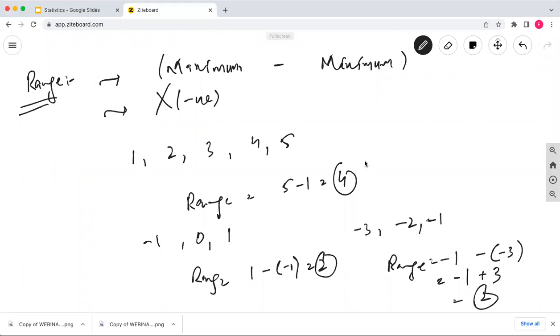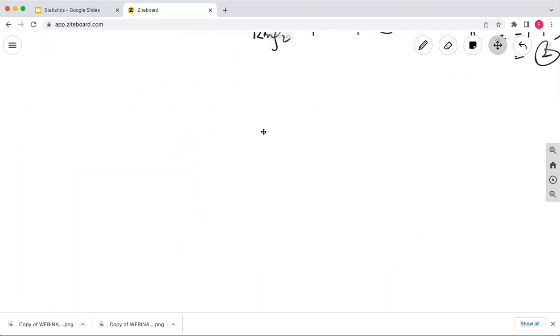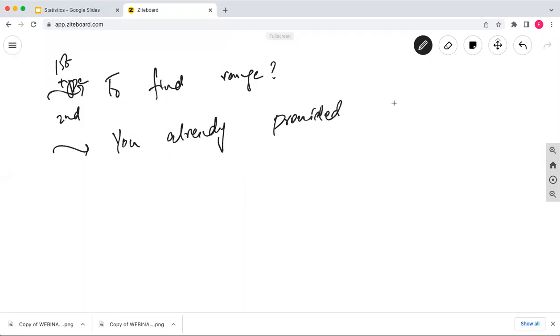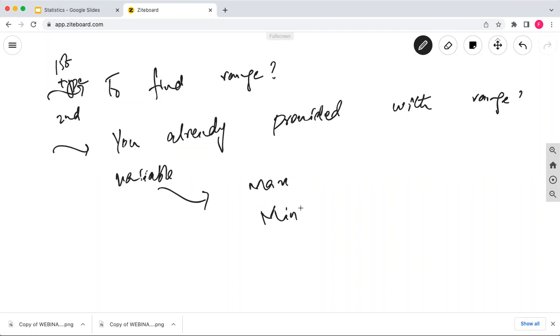Okay, so basically for the range concept, there are usually 2 types of questions. In the first type of question, you are directly asked to find the range in any data set. The second is one in which you are already provided with the range. You are given the range of a data set, and that data set includes some variable, and you need to find the maximum and minimum value of that variable based on the range provided, right? We already discussed the first case, just like previously, where we were given 4 or 5 values and asked to find the range. That is a very simple case.